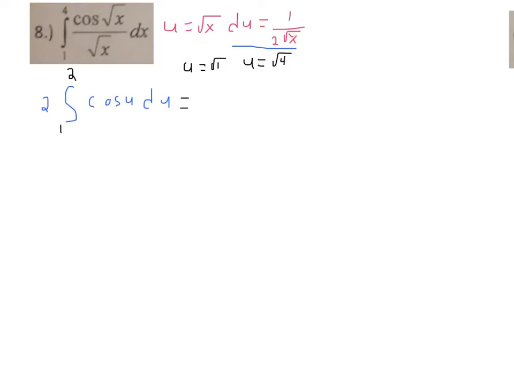When we go to take the integral, we're going to multiply it by 2. The antiderivative of cosine is sine. And now, because we're doing the definite integral, we don't have to worry about the constant of integration. Now let's plug in our limits. 2 times the sine of u, but u is now 2 and 1, so 2 times the sine of 2 minus 2 times the sine of 1.